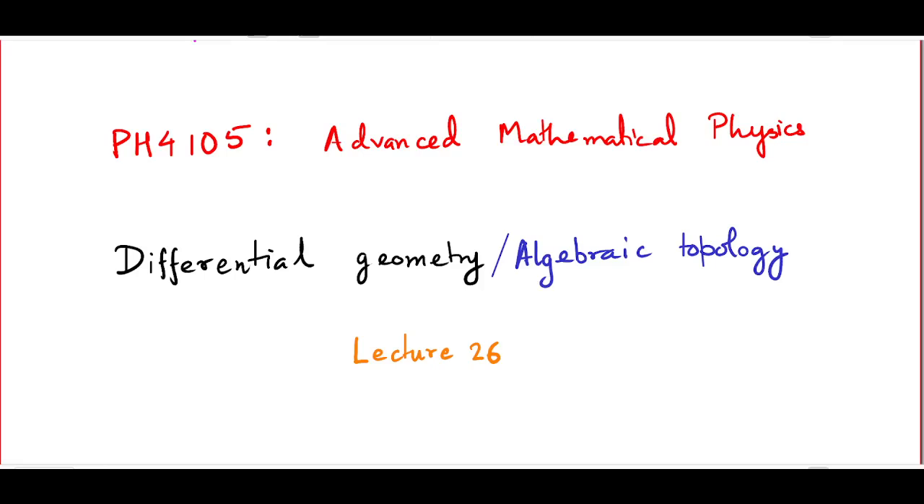This is the 26th lecture of my series on advanced mathematical physics, in which we are studying differential geometry. Over the last few lectures, we have been looking at differential forms, and in the previous two lectures, we have actually taken a look at an operation that you do on differential forms to produce a higher order form.